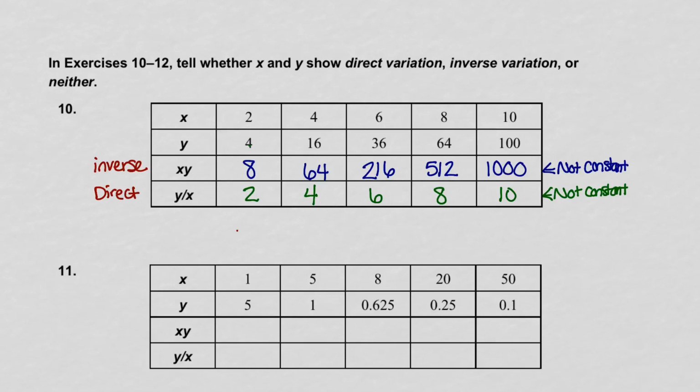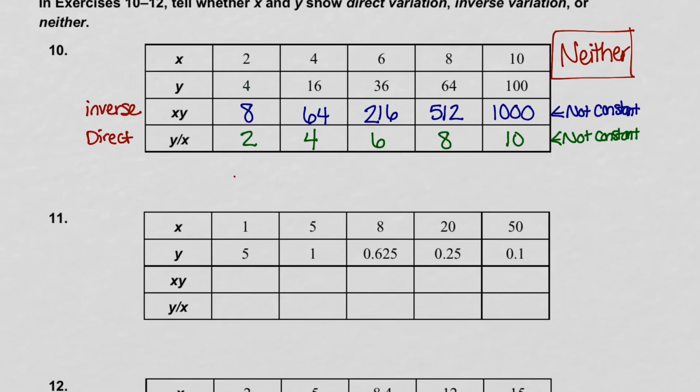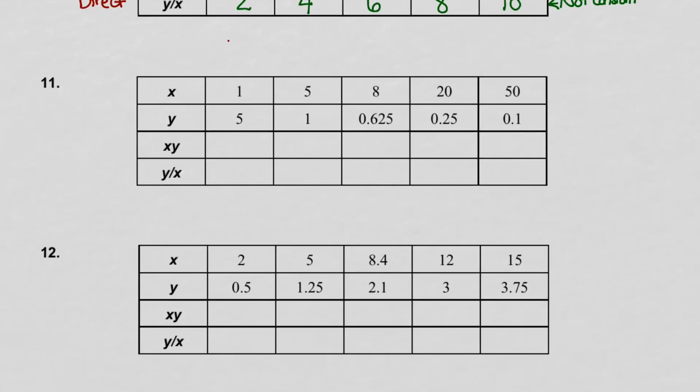So this is neither inverse variation nor direct variation because it didn't have a constant x times y or y divided by x. So let's try this one.